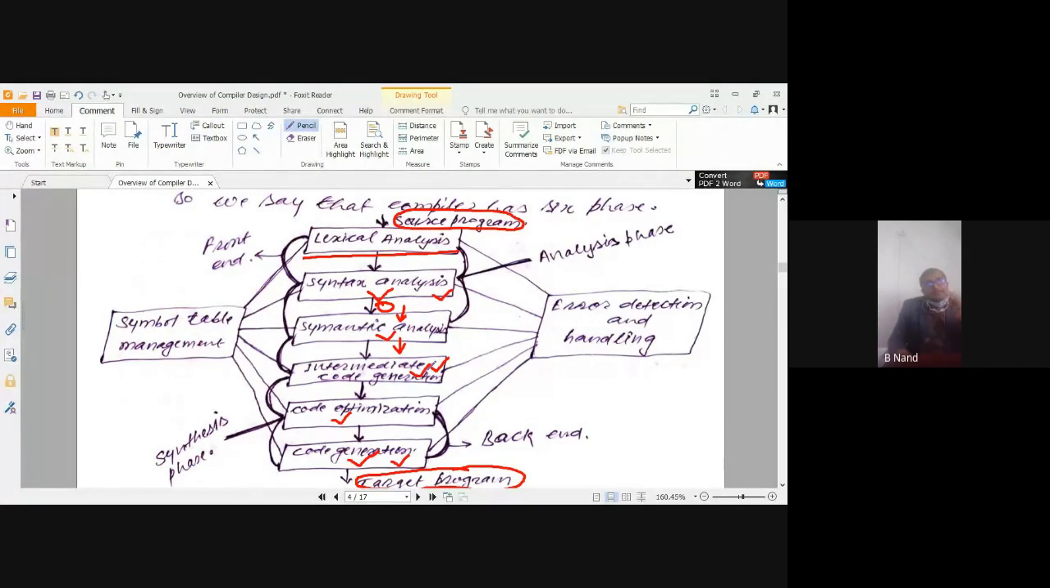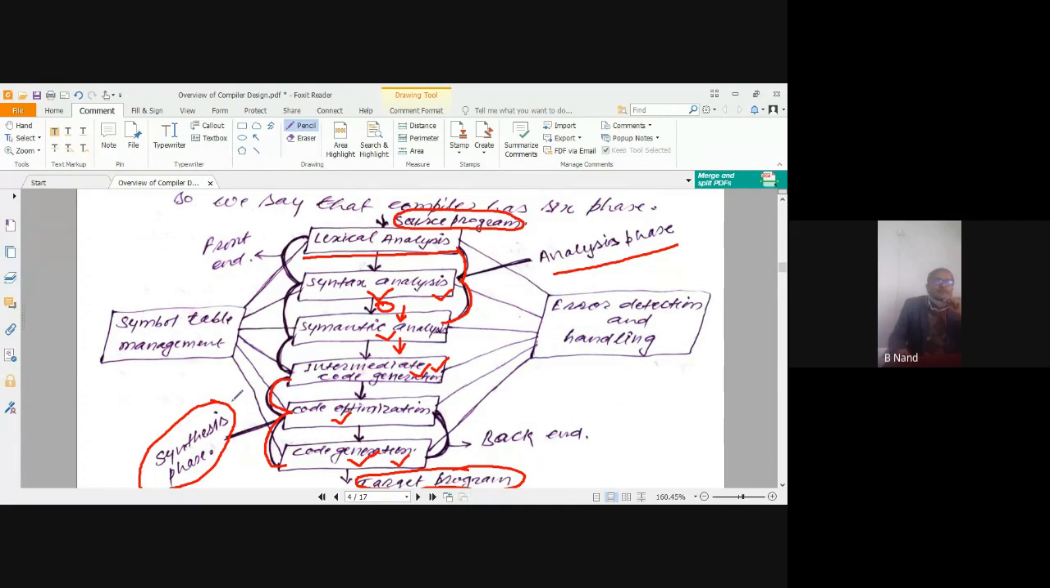Now if we talk about the analysis and synthesis phases, the first three phases, that is lexical analysis, syntax analysis and semantic analysis, are known as the analysis phase. Then the last three, that is intermediate code generation, code optimization and code generation, are known as the synthesis phase.